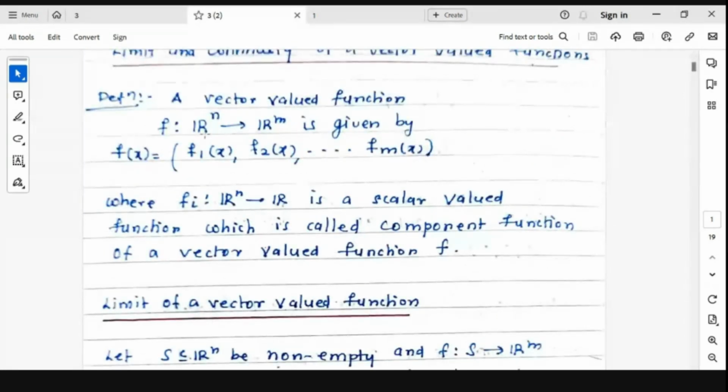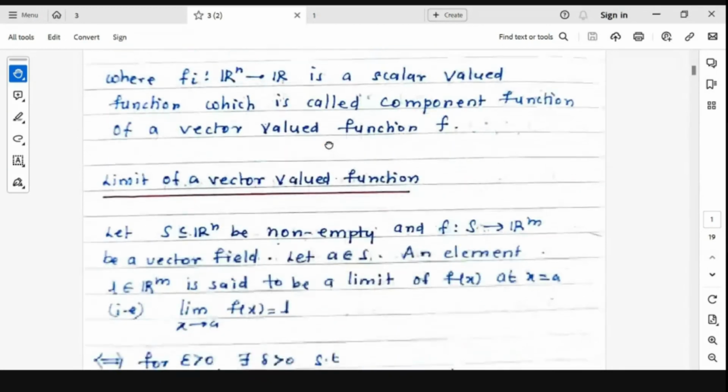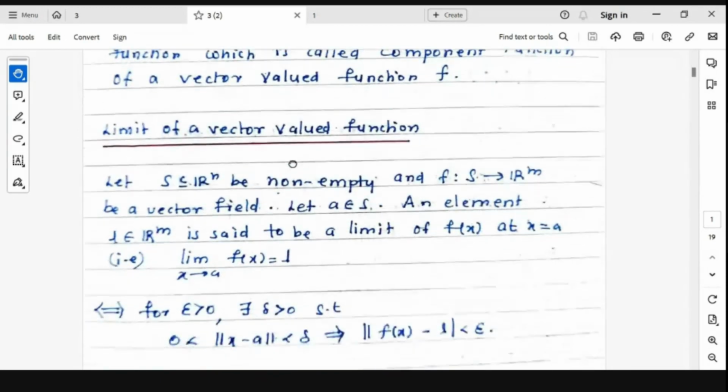So let f be a function from R^n to R^m given by f(x) = (f1(x), f2(x), ..., fm(x)). Now this is a vector valued function. Each fi from R^n to R is a scalar valued function. This is also called a component function of a vector valued function. Okay, let us discuss the limit of a vector valued function.